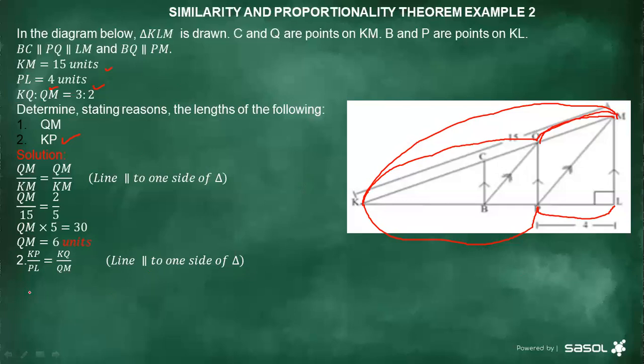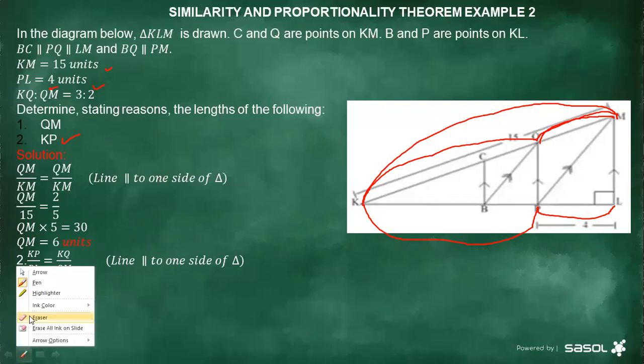So the actual distance for PL is 4, equals KQ. KQ is what? It is 9. How do we obtain that 9? Remember, we determined the distance of QM was 6, and the whole distance from K to M was 15. Therefore 15 minus 6 gives us 9. The distance of KQ is 9. And QM, the one that we have determined, is 6 units.